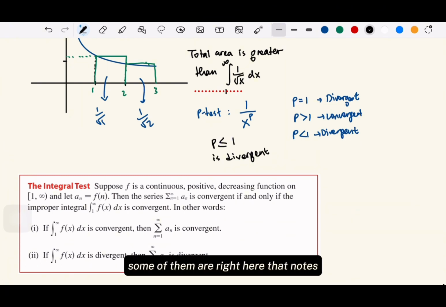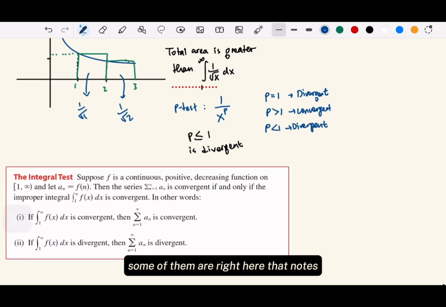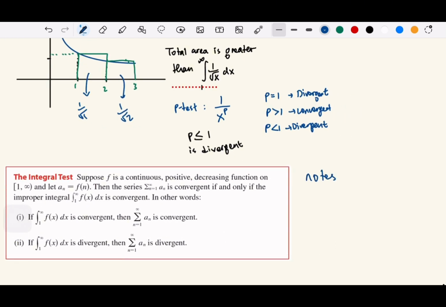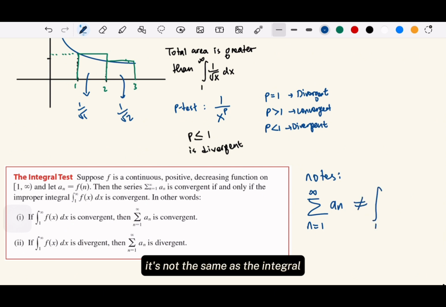So maybe let me write here the note that the sum is not the same as the integral.